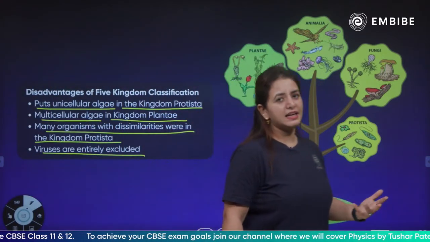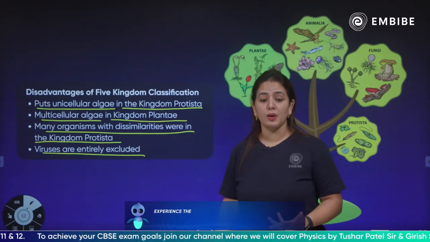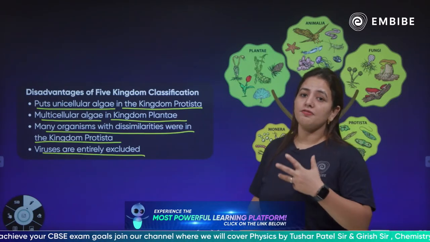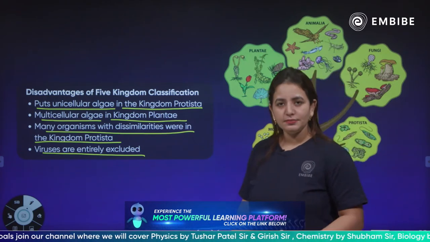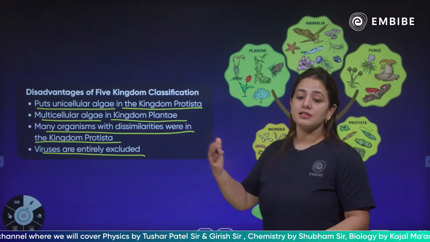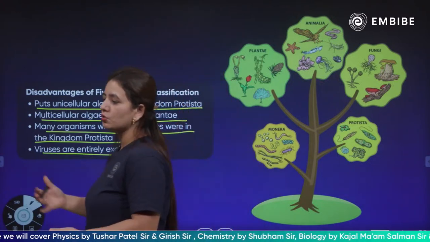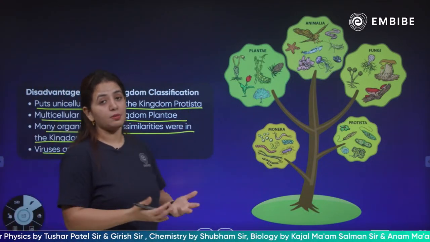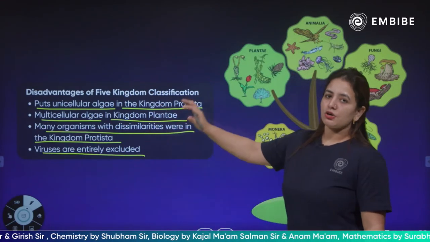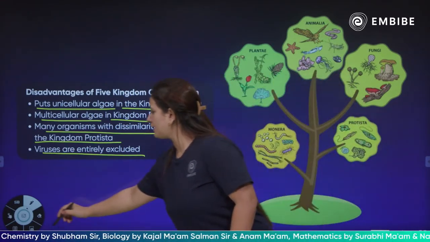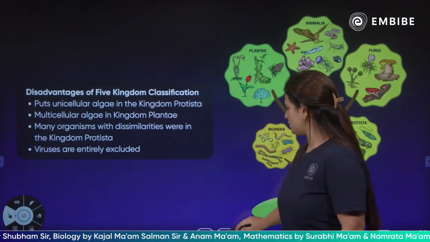And the algae, of course, it's still a question. And still the very dissimilar organisms are present in the kingdom Protista. But still I think the discoveries are still going on. There might be new advanced formations that might come in the future. So these are the few disadvantages or drawbacks of the five kingdom classification.